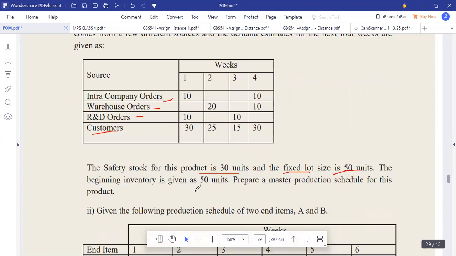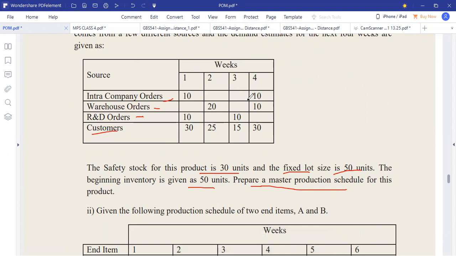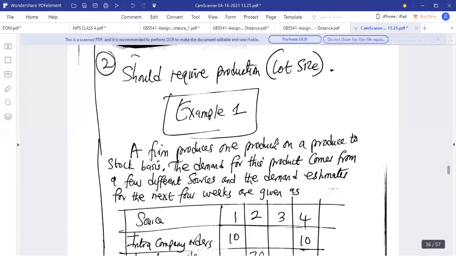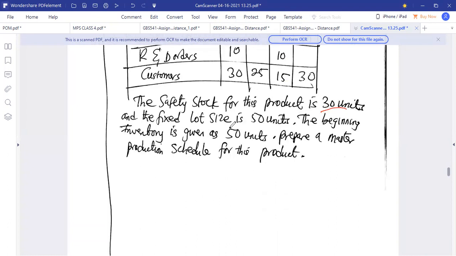Prepare the master schedule for this product. Okay, so now the first thing that needs to be done here is to identify the safety stock, the lot sizing, and beginning inventory. Okay, so if we come here to the solution, the safety stock for this product is 30 units, the fixed lot size is 50 units, the beginning inventory is 50 units, and we prepare the master schedule for this product.